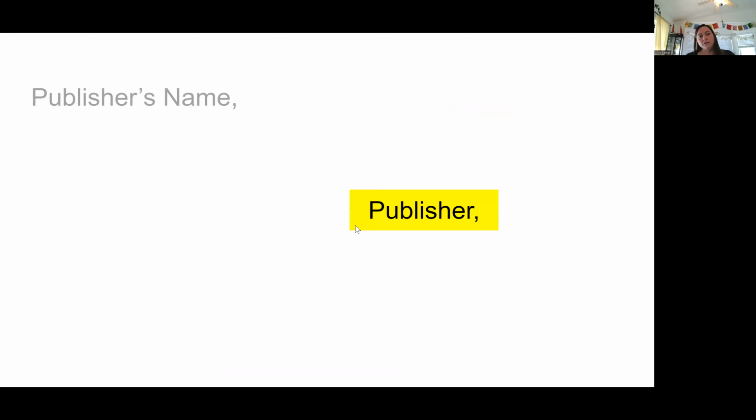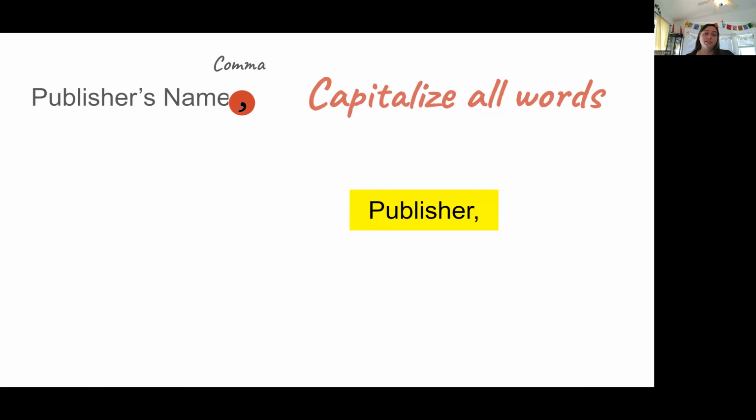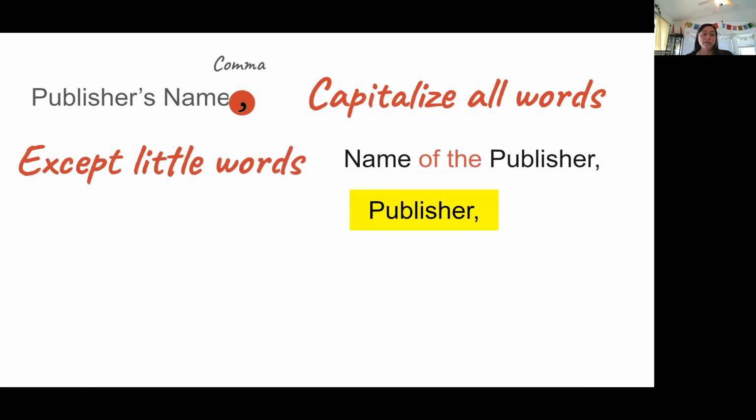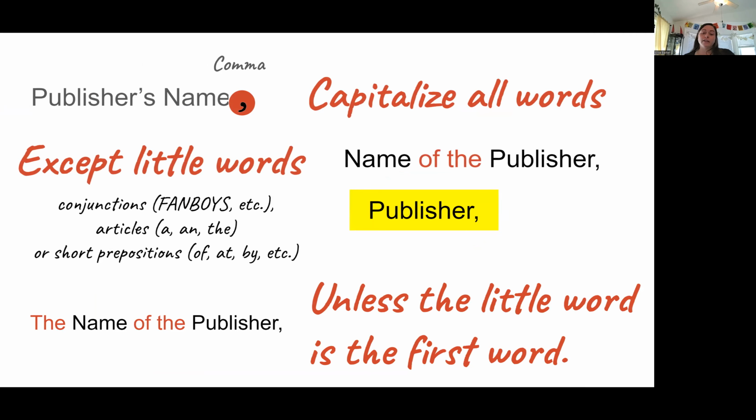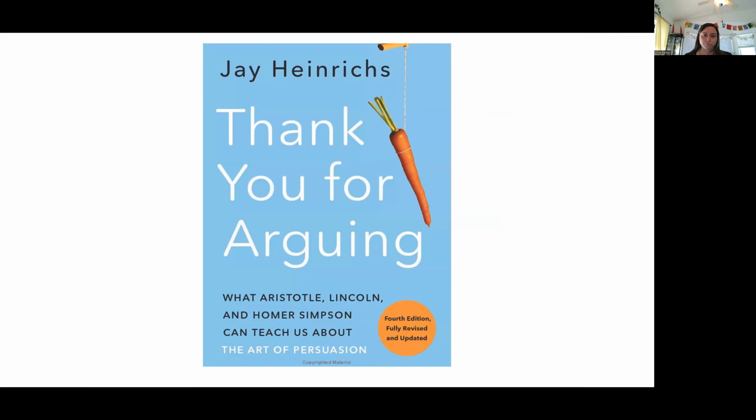The next piece that you could have is the publisher's name. Publisher is followed by a comma. You also capitalize all words except the little words, unless the little word is the first word rules. The publisher is like our article title and our container title in that.